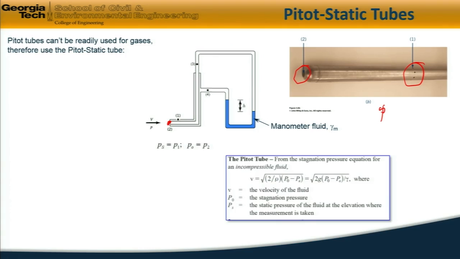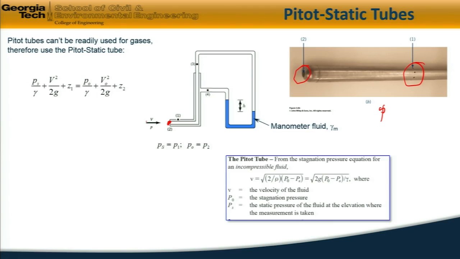Here is the relevant equation from the reference handbook. And in their notation, the upstream pressure P1 is PS, the static pressure, and the stagnation pressure, P2 in this diagram, is P0. So again, the same equation applies.